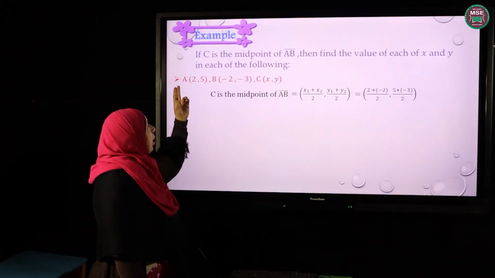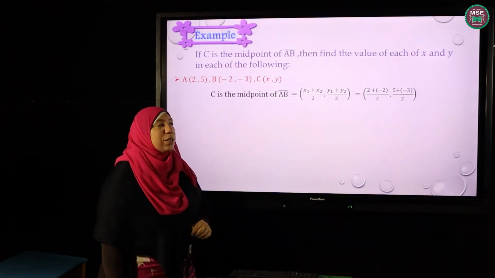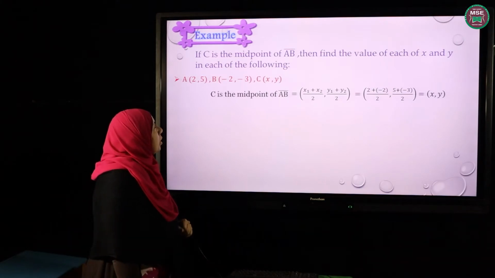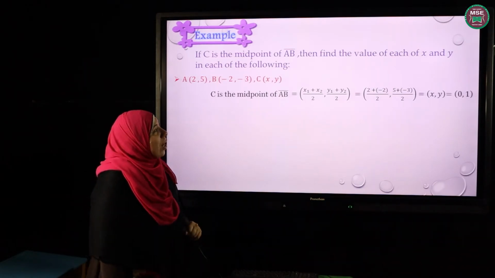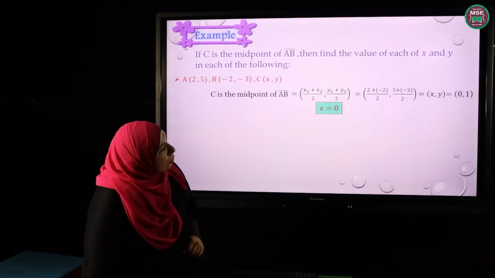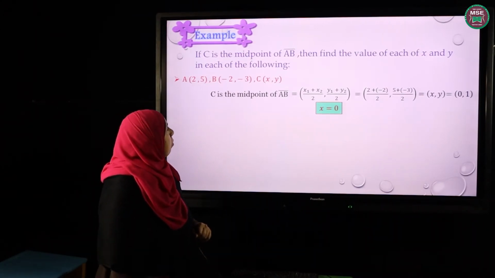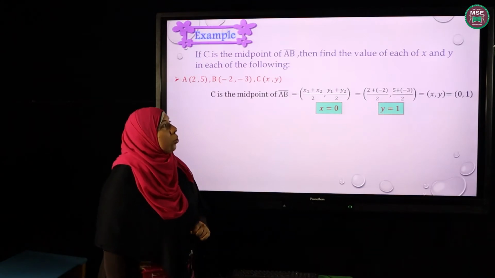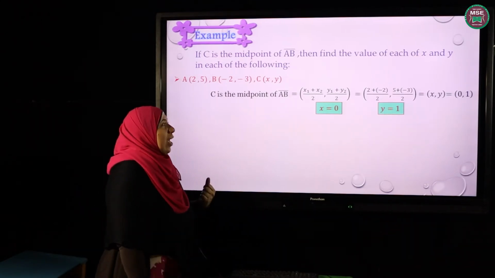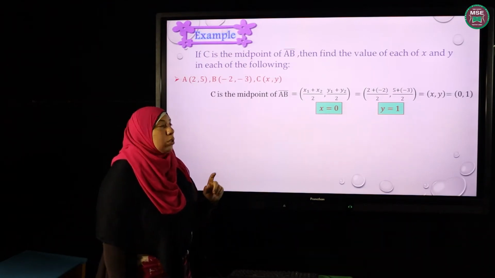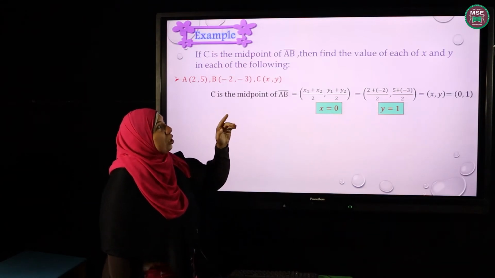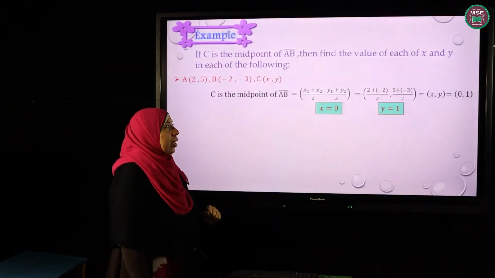Here, if I make x1 plus x2, 2 plus -2 over 2, and y1 plus y2, 5 plus -3 over 2, you will find that the midpoint of this line is (0, 1). If he asks about the midpoint, I will write it in the form of an ordered pair. But now the question here, he wants x and y separately.